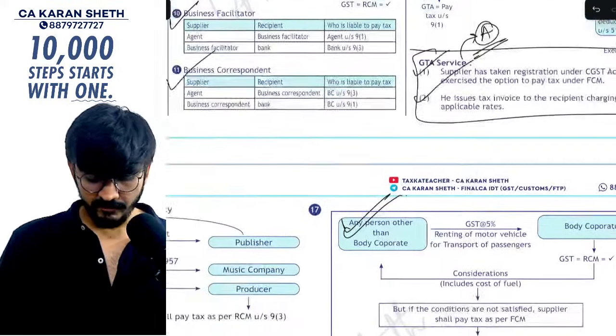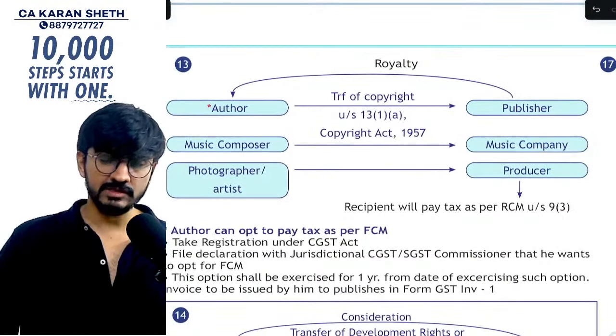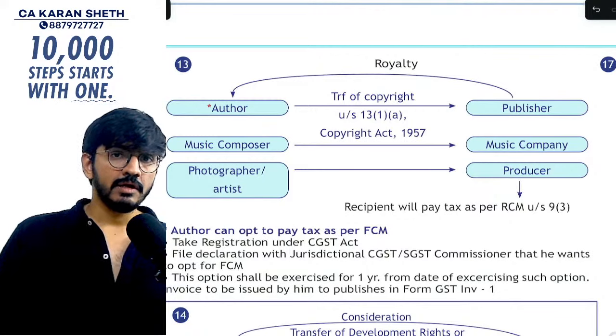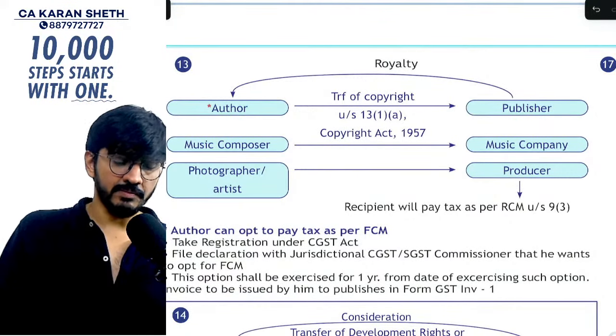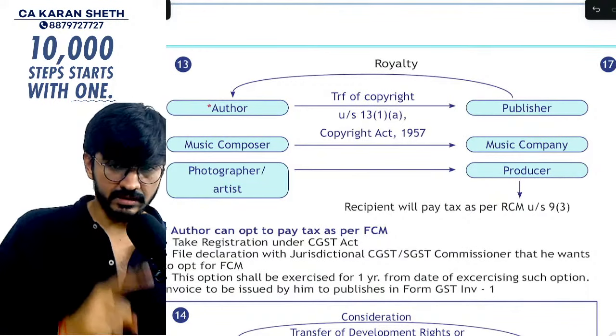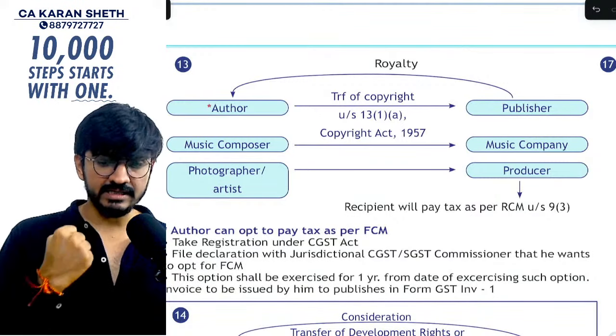Nothing major, very simple. Initially it was able to do whatever it wanted to do, but now once you have taken the permission, you have registered yourself, for continuously 1 year you will pay taxes as per FCM. Is that very clear? Yes sir.